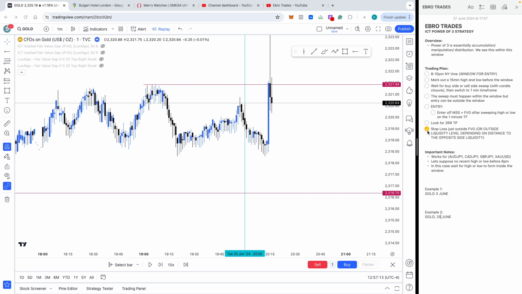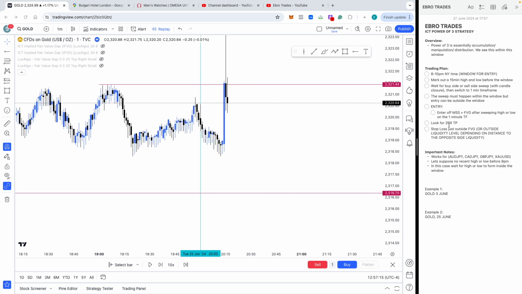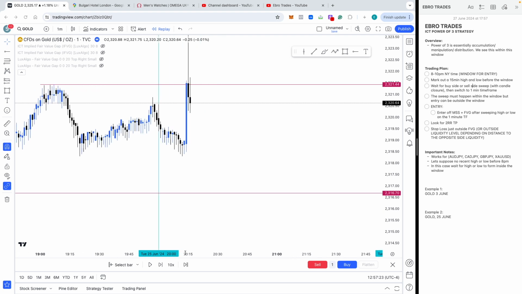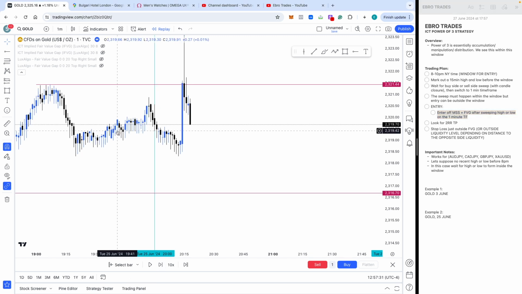By the way, I suggest you write down this trading plan before trading. I always have my trading plan on screen in front of me, and that way I don't get emotional when I trade. So we've waited for the buy side to get swept. Buy side's been swept. I'm now looking for a market structure shift with a fair value gap. And then I'm entering off the fair value gap retracement.